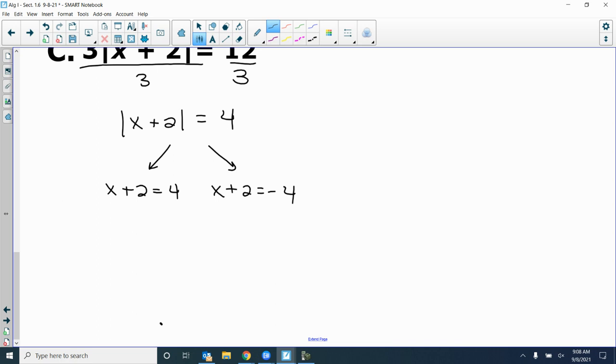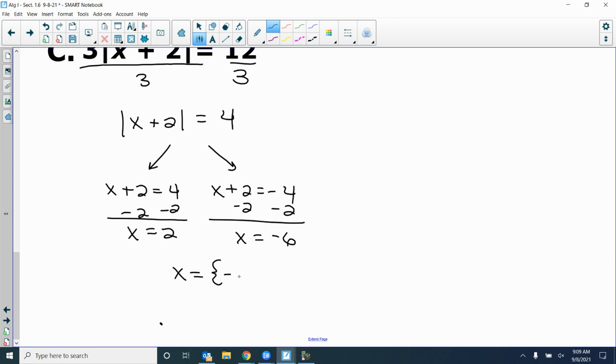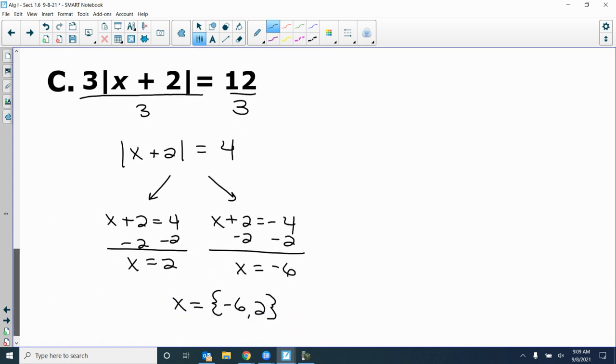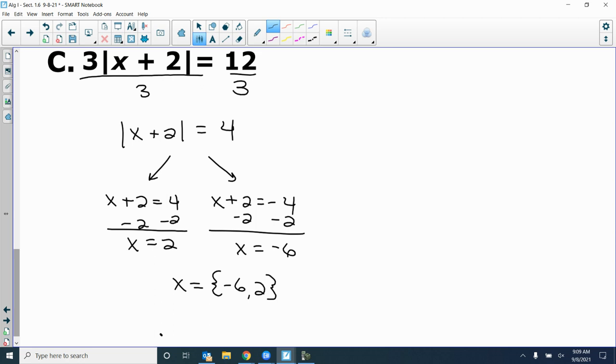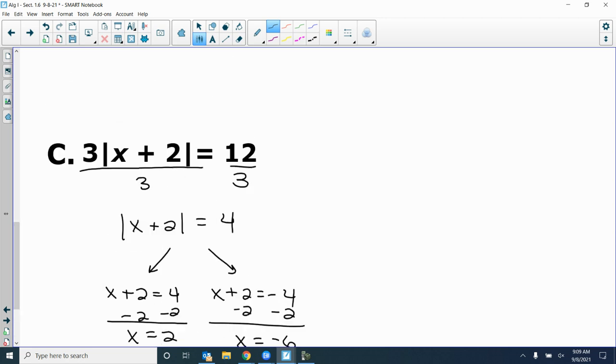Solve those individually. I want to subtract 2. And I get x equals 2. Subtract 2. X equals negative 6. And then that's going to give me x equals, I'm always going to put the smaller one first, negative 6, and then positive 2. Just two answers. Here's why it works. Let me just test the negative. Negative 6 plus 2 is negative 4. What's the absolute value of negative 4? It's going to be positive 4. 3 times 4 is 12.